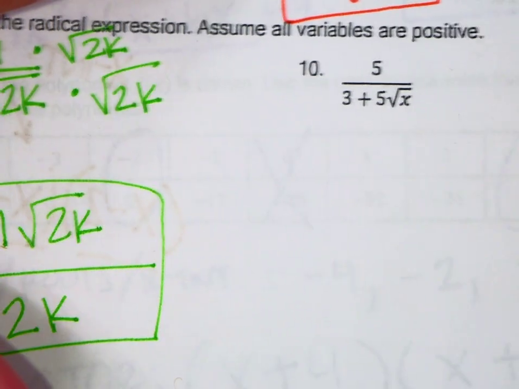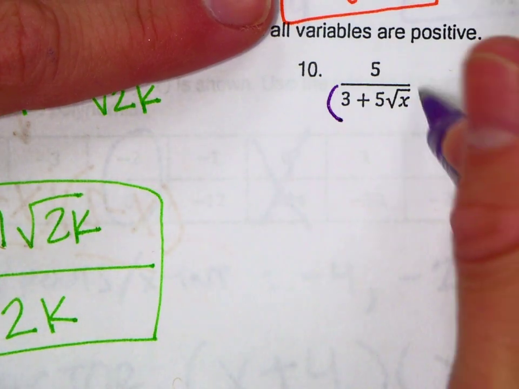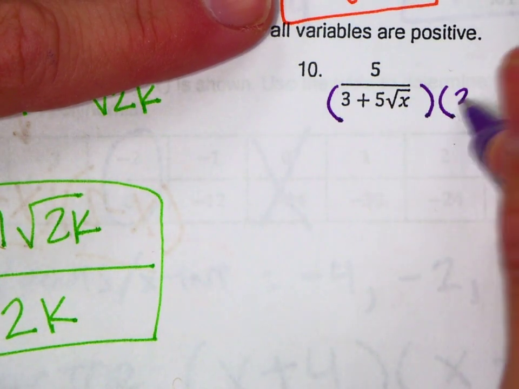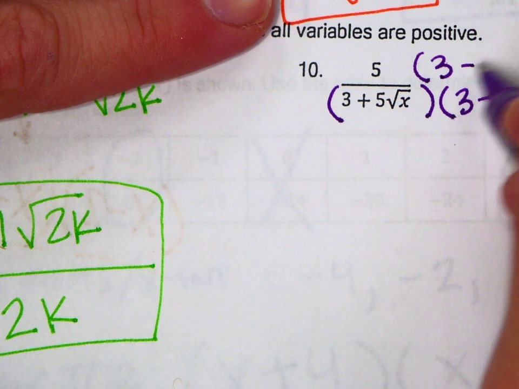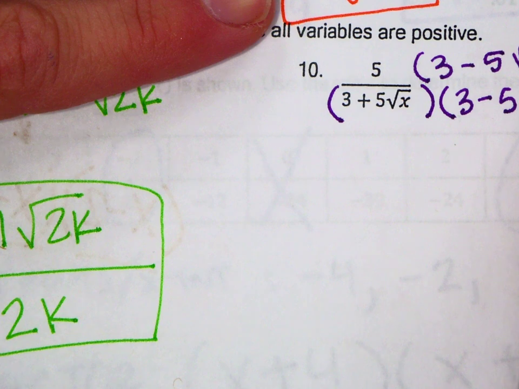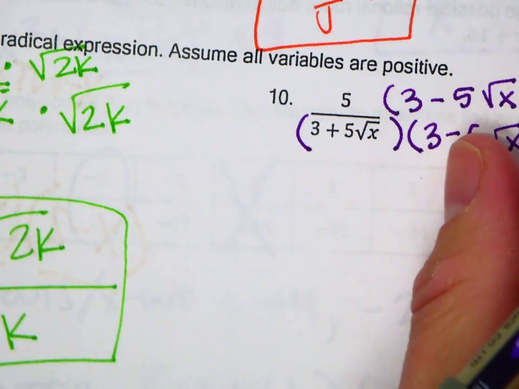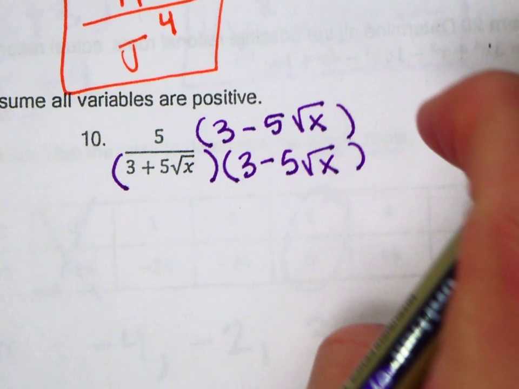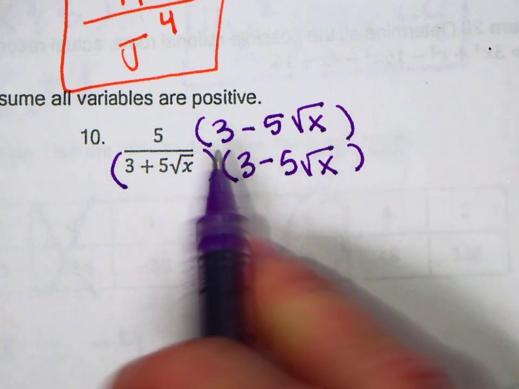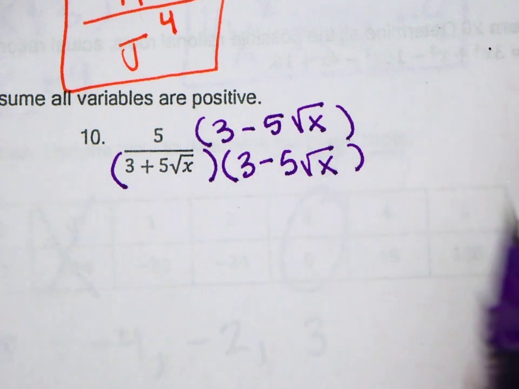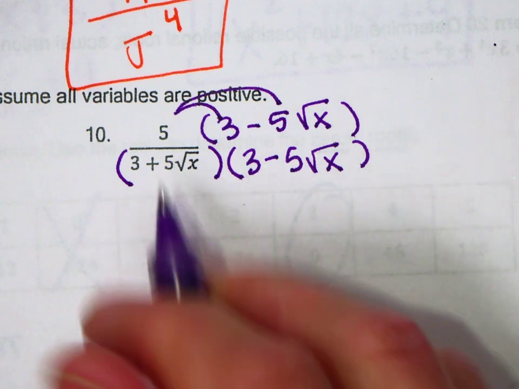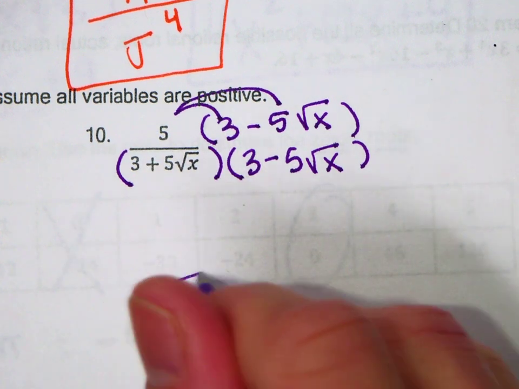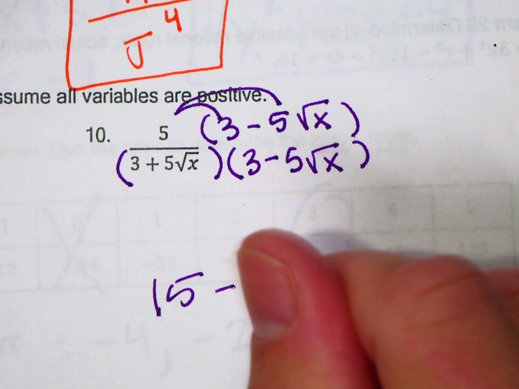Okay, so if you have a binomial, to get rid of the square root, you're going to multiply by the conjugate, which is the exact same thing, different sign. All right, so instead of 3 plus, I would do 3 minus. Now on the top, all you got to do is multiply. 3 times 5, or 5 times 3 is 15, and 5 times negative 5 is negative 25.